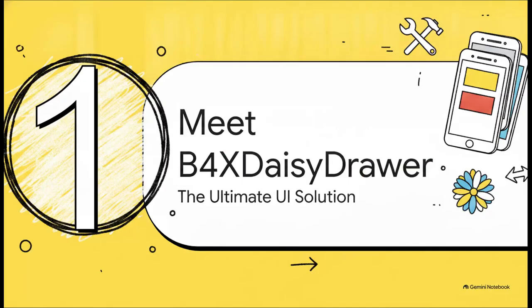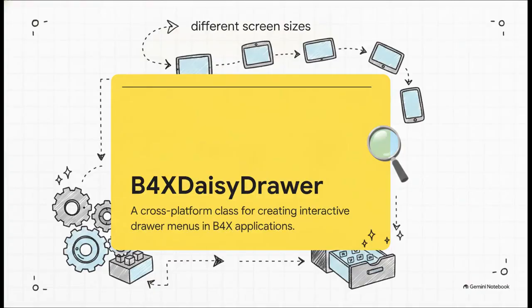All right, Section 1, meet B4XDaisyDrawer, the ultimate UI solution. Let's dive right in and see what this is all about. B4XDaisyDrawer is essentially your new structural powerhouse. It's a highly versatile, completely cross-platform class that is specifically designed to bypass all that agonizing complexity of custom view creation. So instead of burning hours tweaking layouts for a million different screen sizes, this class hands you a highly polished, interactive drawer menu right out of the box for all your B4X applications.